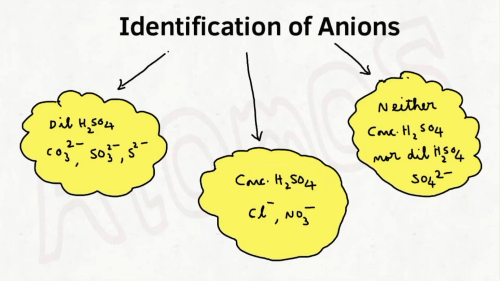To detect the presence of carbonate, sulfite and sulfide, we are using dilute sulfuric acid. To detect the presence of chloride and nitrate, we are using concentrated sulfuric acid. If sulfate ion is present, neither can you use concentrated sulfuric acid nor dilute sulfuric acid. Okay. So how to identify the presence of sulfate? We are going to see that.